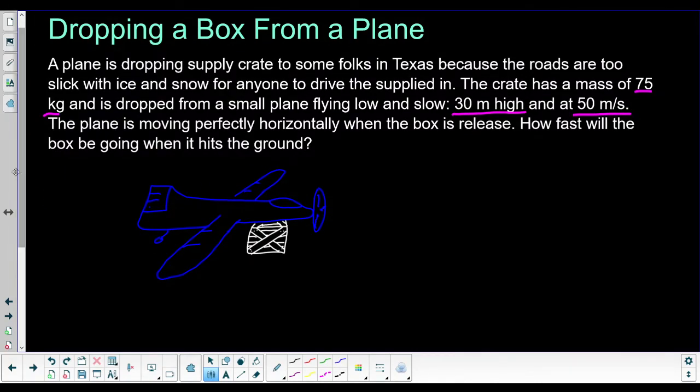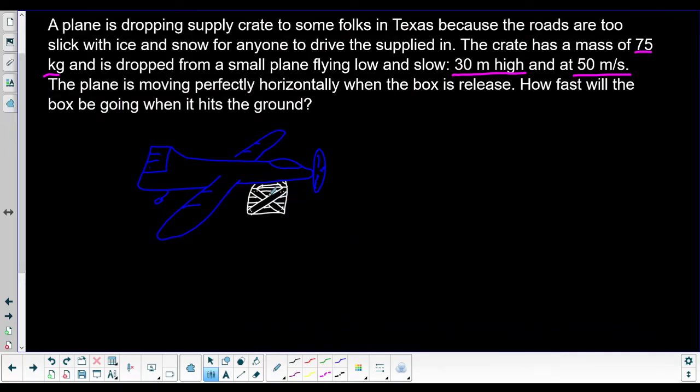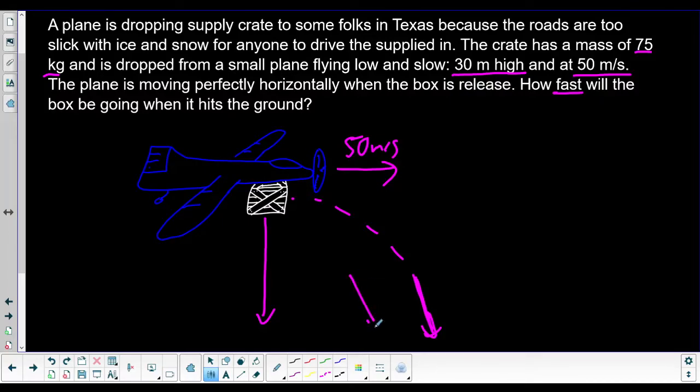Okay, a couple of things here. First, when we drop this box, it is not just going to drop straight down. It's connected to this plane, and the plane is moving 50 meters per second in that direction. So our box is going to do that. When we say how fast will it be going when it hits the ground, what we are going to find here is this angled velocity. We're not going to find the y component or the x component specifically. We're going to find the total magnitude of the velocity, just so we're clear.